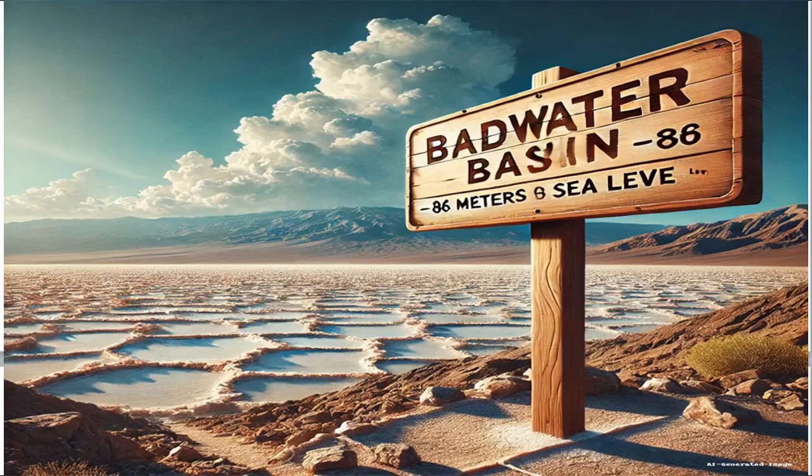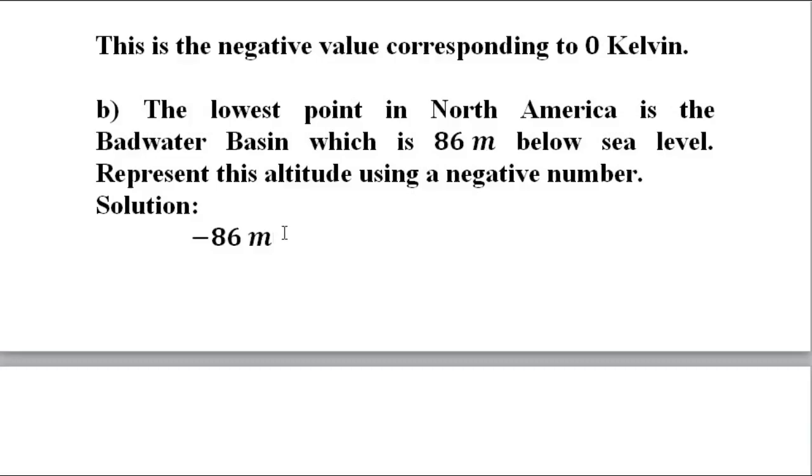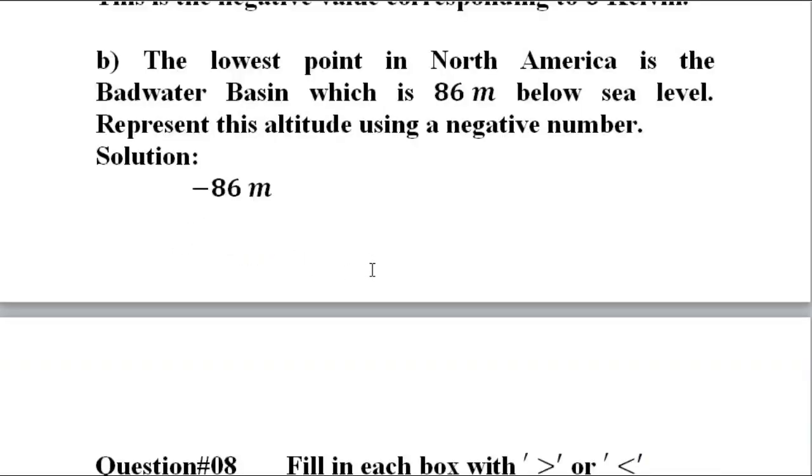To represent this altitude using a negative number, since it is below sea level, the negative sign indicates the depth beneath the reference point, that is, sea level. Therefore, the altitude of Badwater Basin is negative 86 meters. This negative value shows that it is 86 meters below the sea level of the ocean's surface.